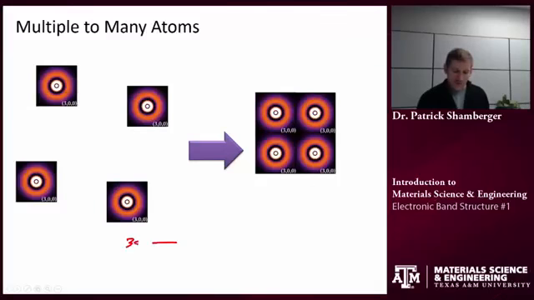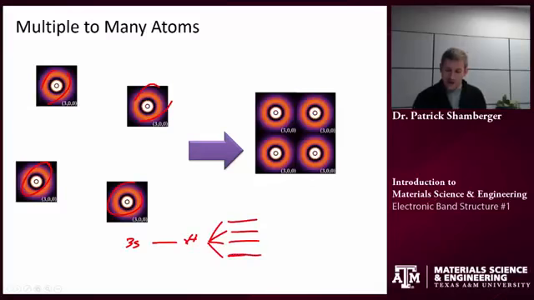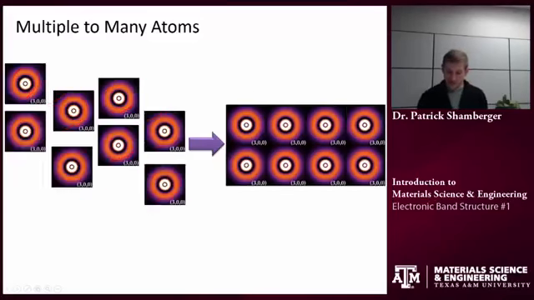Again, we start off with 3s orbitals, and we have 4 of them because we're combining 4 different atoms. When I bring those atoms together, when they start to interact, again, I'm going to have energy level splitting. And so now I can have 4 potential orbitals that electrons can fill.